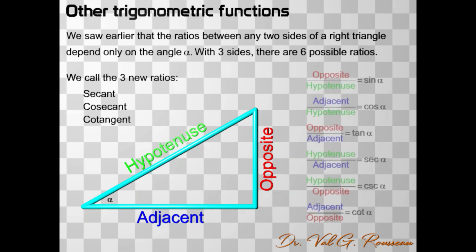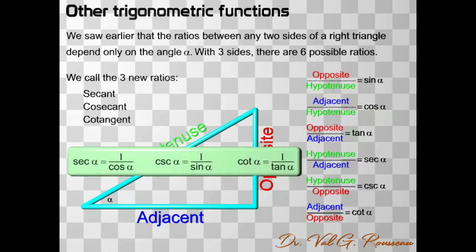The secant is defined as the ratio hypotenuse over adjacent. The cosecant is the ratio hypotenuse over opposite, and the cotangent is the ratio adjacent over opposite. From these definitions, it follows that the secant is just the inverse of the cosine, the cosecant is the inverse of the sine, and the cotangent is the inverse of the tangent.